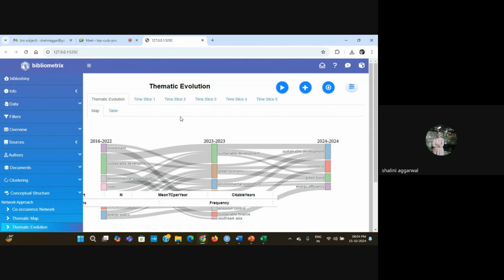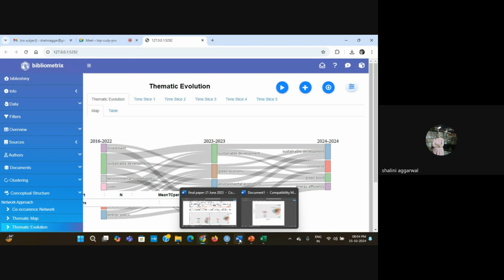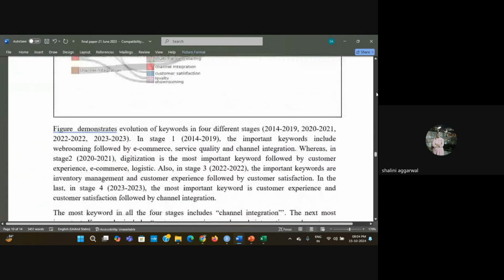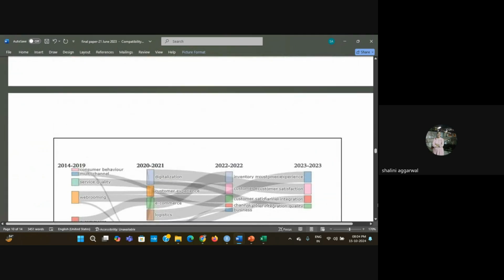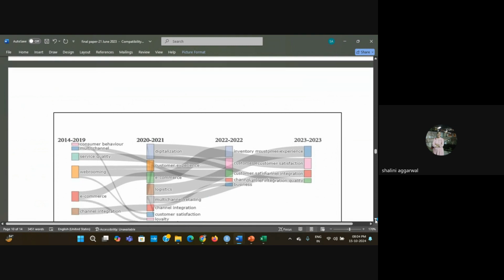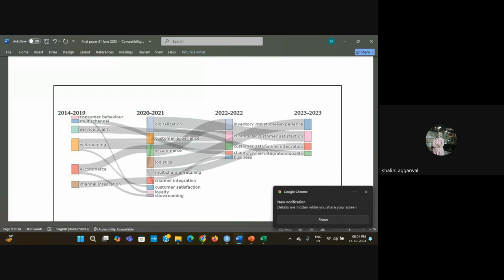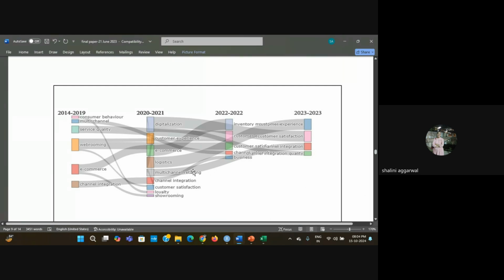Yes. So next is the thematic evolution. Let me show you this. Okay. Now look at this graph or the figure. So how do we write for this again? Look at this. What is it depicting?